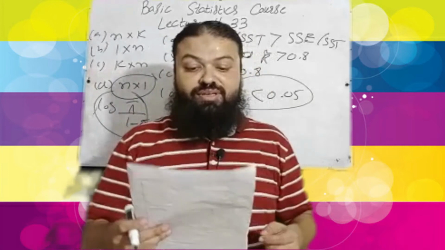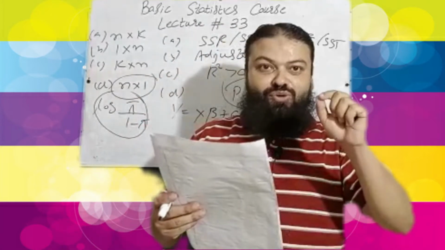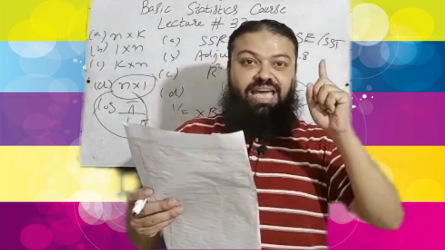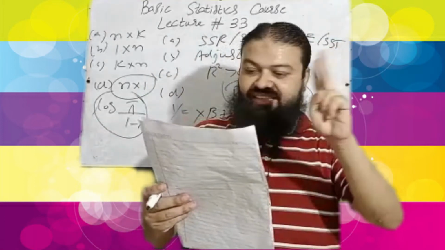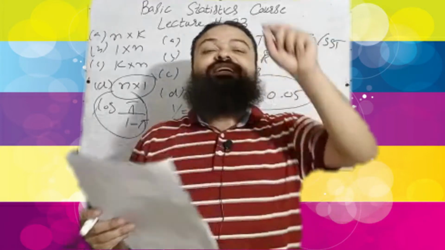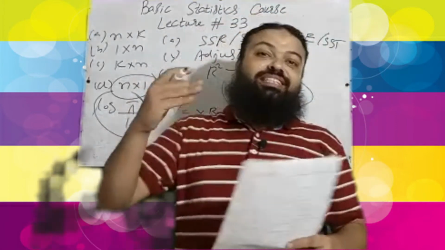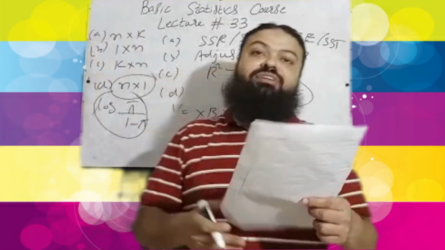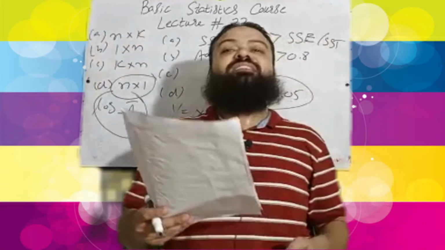Question number 12. For testing the hypothesis rho is equal to 0, which test statistic is used? A. F test, incorrect. Z test, incorrect. Chi-square, incorrect. T test is the correct option. It is used to test the significance of rho is equal to 0. A very important question.